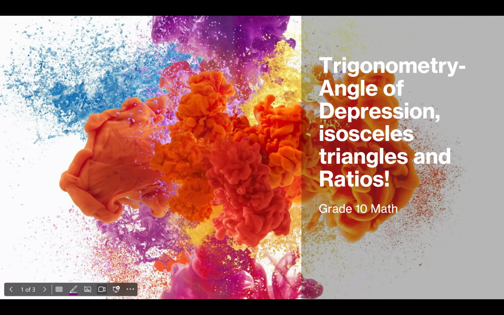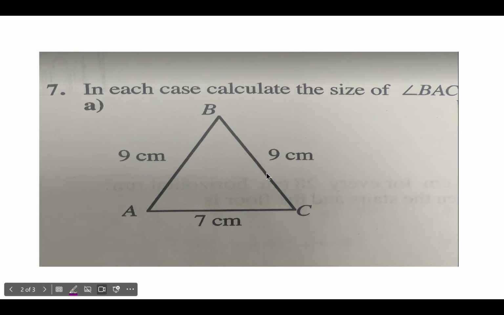Okay, so here we're taking a look at some trig questions that involve angle of depression, an isosceles triangle, and using trig ratios. So for the first one, we're asked to calculate the angle BAC. If you're asked in this order, you're always calculating the angle of the letter in the middle. So we're looking to find this one.